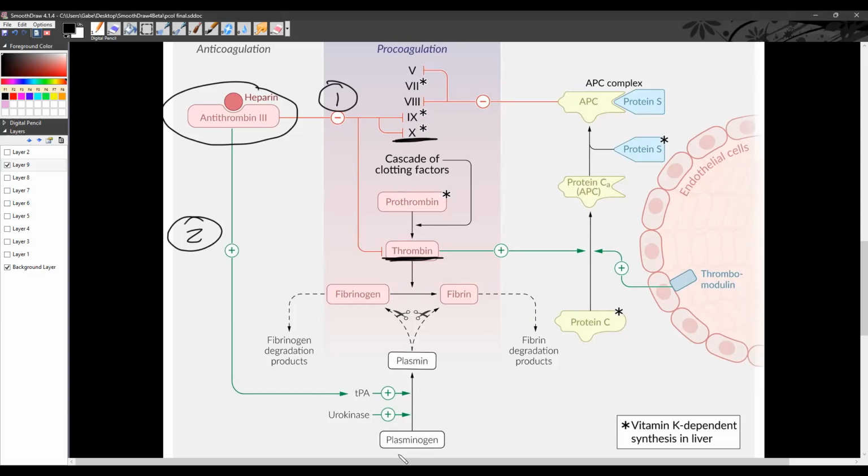Urokinase and TPA, their job is to change plasminogen into plasmin. And by doing that, we're going to be able to break down the fibrin clot. So plasmin's role is to degrade the fibrin mesh. Heparin does both. The cofactor, or the activating factor, for antithrombin 3 is heparin itself. So in order for it to do its job, either one, it needs heparin to get involved. Good question. Feel free to take a picture of this as well, if you'd like.